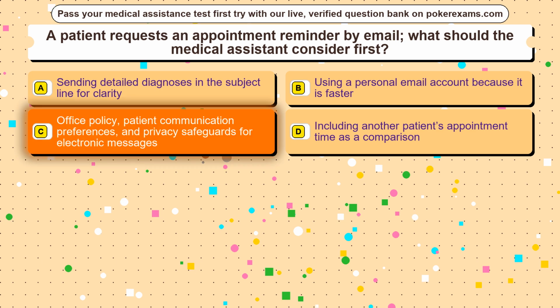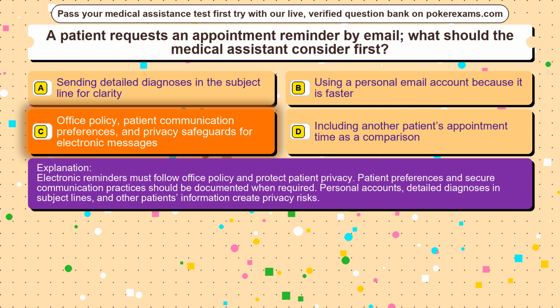The correct answer is option C. Office policy, patient communication preferences, and privacy safeguards for electronic messages. Electronic reminders must follow office policy and protect patient privacy. Patient preferences and secure communication practices should be documented when required. Personal accounts, detailed diagnoses in subject lines, and other patients' information create privacy risks.